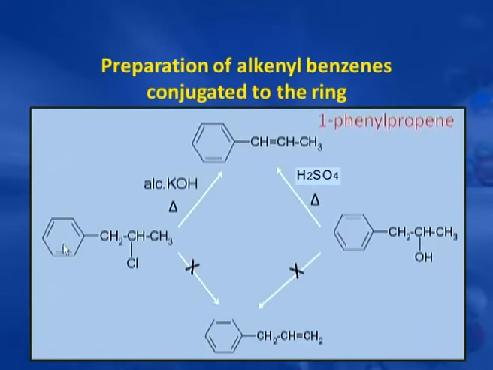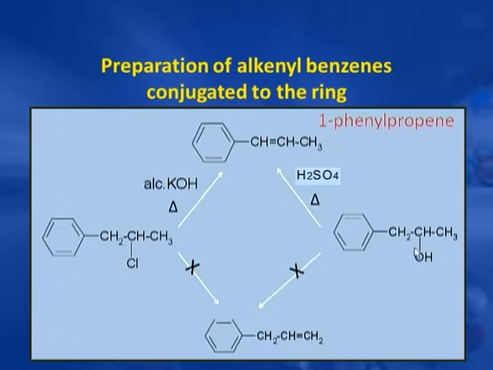Now, if we have 2-chloro-3-phenyl propane, or a 2-hydroxy, that is 3-phenyl-2-propanol, then there are two possibilities for dehydrohalogenation. Hydrogen can be removed from this methyl group or from this CH2 group, but it was observed that it is removed from this CH2 group and there is a formation of 1-phenyl propene instead of 3-phenyl propene.